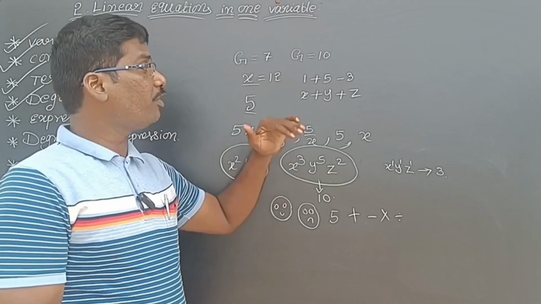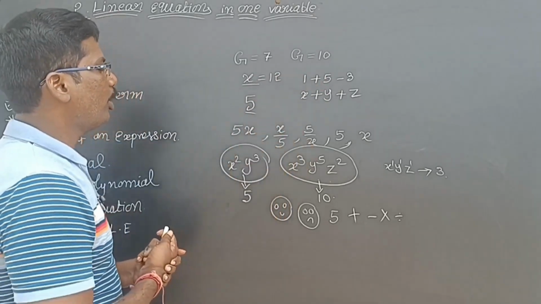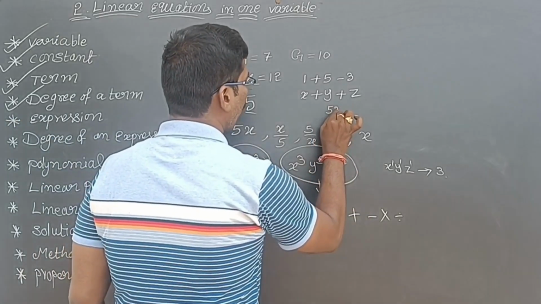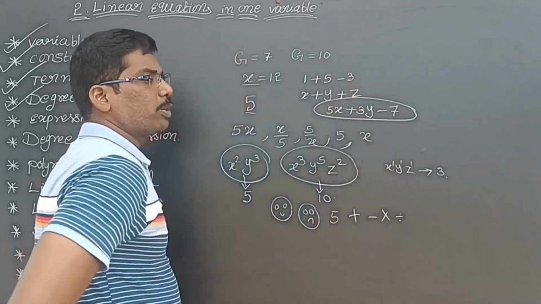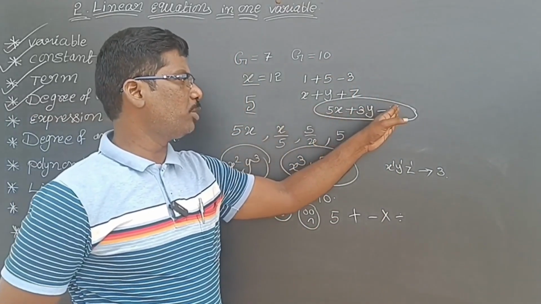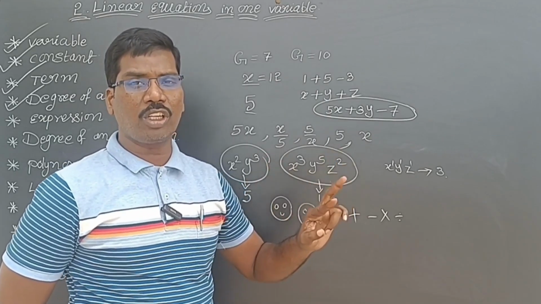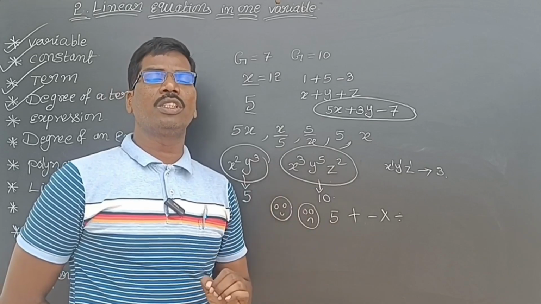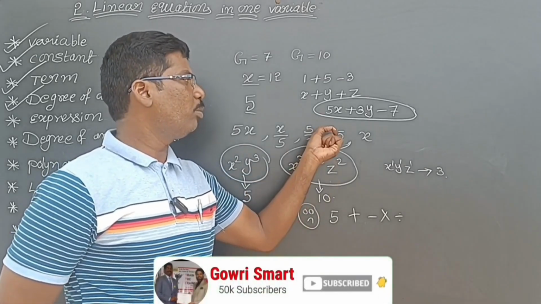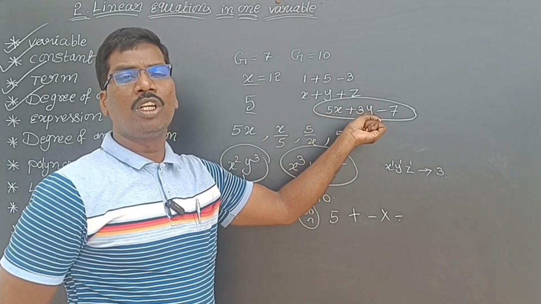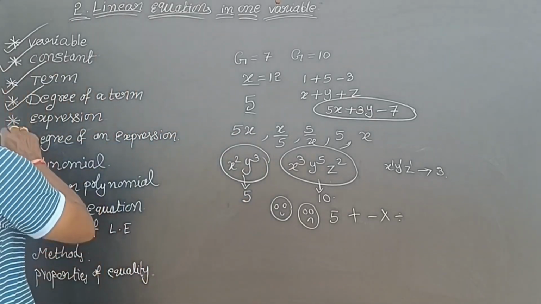If an expression has variables and numbers, then it has a name: algebraic expression. Let us see here. 5x plus 3y minus 7. This is called an algebraic expression. This is a term, this is a term, this is also a term. The sum or difference of 2 or more terms with fundamental operations is called an algebraic expression. Simply we can say algebra.